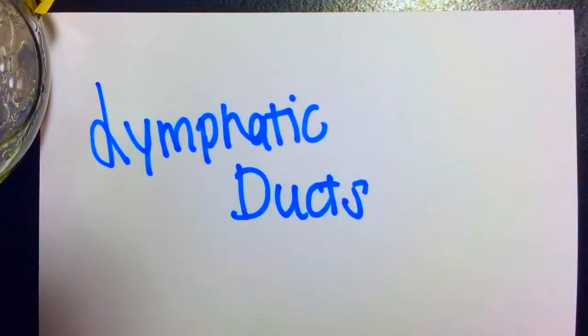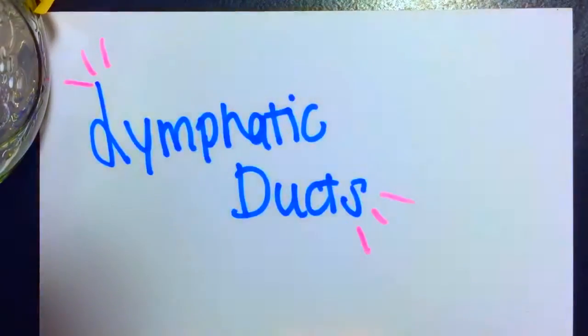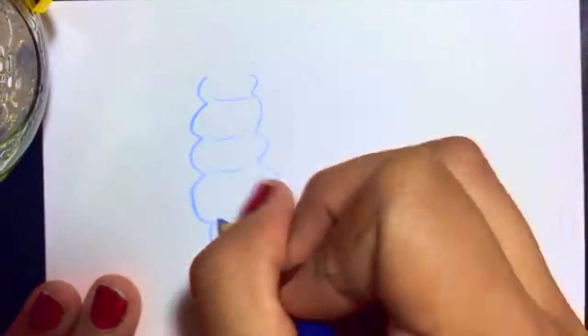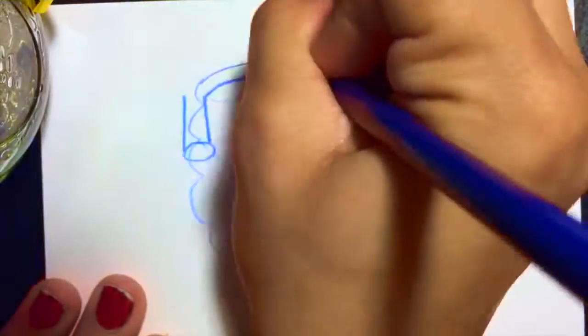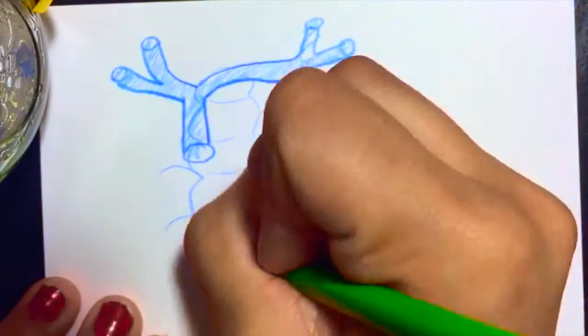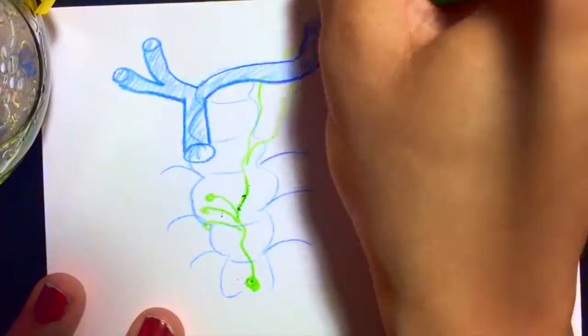And now we move on to the lymphatic ducts. Within the lymphatic system, the main vessel is the thoracic duct that passes upward and in front of the spine, draining into the left internal jugular and then into the left subclavian vein.